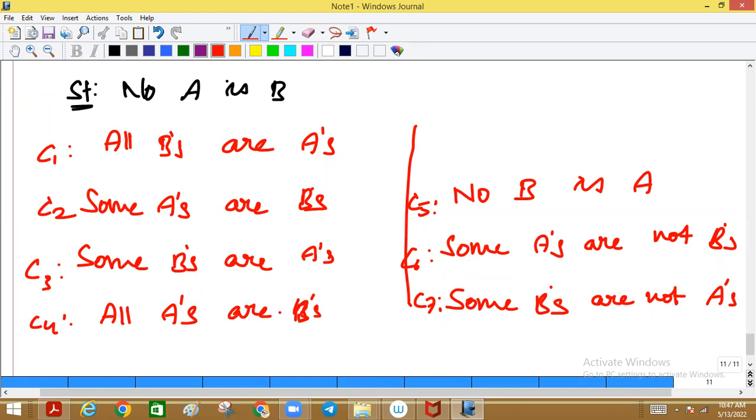Now, is the statement positive or negative? Negative. What about positive statements? All are wrong. Come to the negative statement. Now, is conclusion 5 correct or wrong?